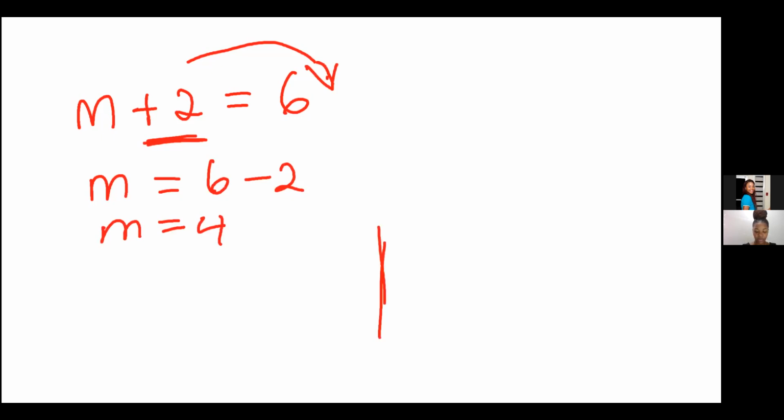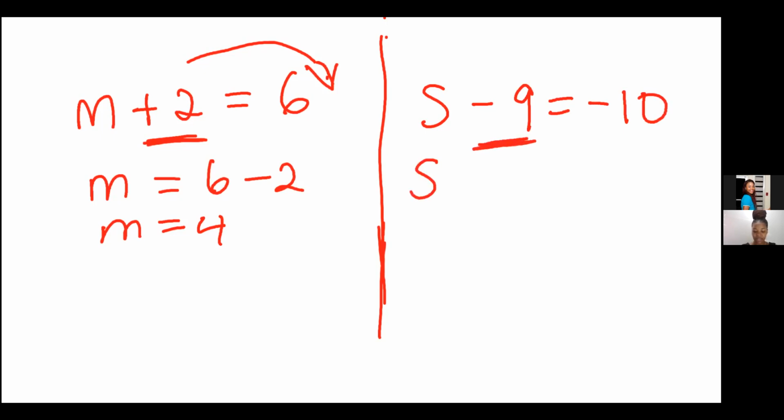Let's do one more. S minus 9 is equal to minus 10. I know S, I send across minus 9 to do the inverse operation. So S is equal to minus 10. Inverse of minus 9 is add 10.